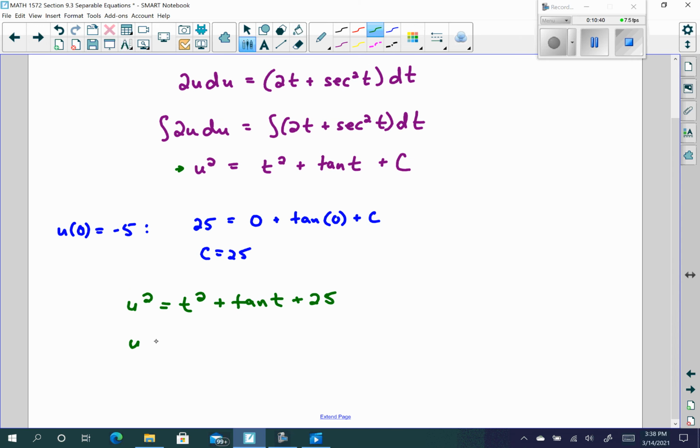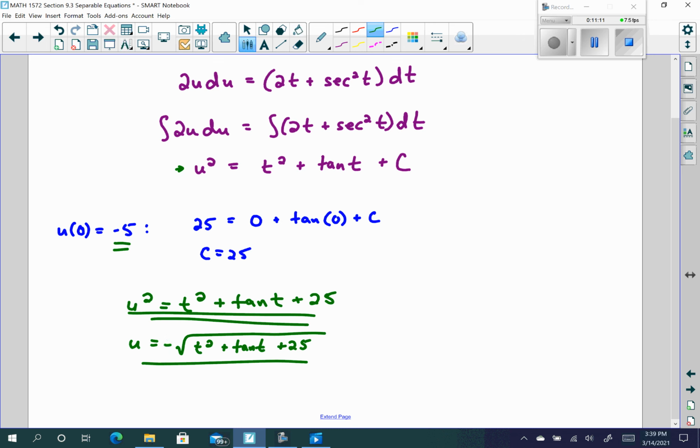Solving for u now, we could leave it like this, or we could say u is going to equal the square root of t squared plus tangent t plus 25. But to make sure that (0, -5) is on the graph of this equation, we need to make sure that it's going to come out to be a -5, so we have to put the negative out in front. So we put the negative there to make sure u of 0 turns out to be -5.